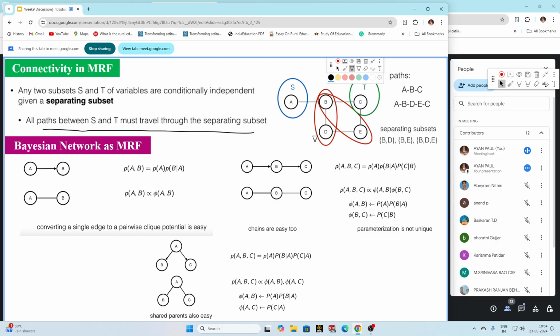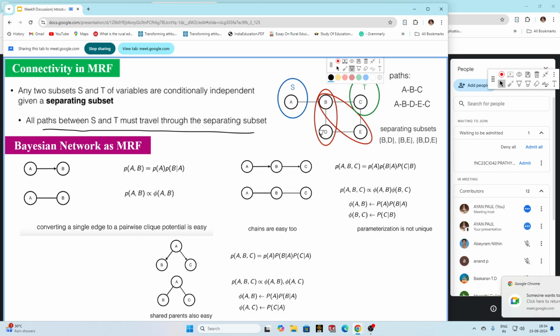That is, if a node is given, like D is given, but we have to find the independence of B and C, then B and C can still be traveled. If I block D, if D is given, that means D is blocked, the path can still be traveled from B to C. So B and C are not independent. This is the connectivity rule of Markov random field.